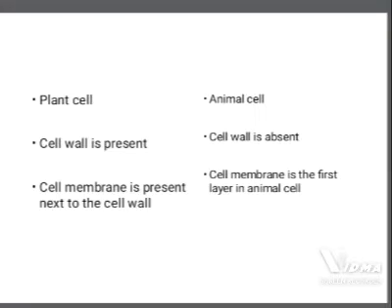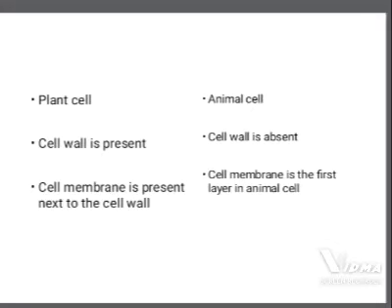In case of plant cell, the cell membrane is present next to the cell wall, while in case of animal cell, the cell membrane is the first layer. It means the cell wall is the first layer in plant cell, and in animal cell the cell membrane is the first layer. In this diagram we can see that the cell wall is the first layer in plant cell, and next to the cell wall the cell membrane is present. In animal cell, the cell membrane is the first layer.